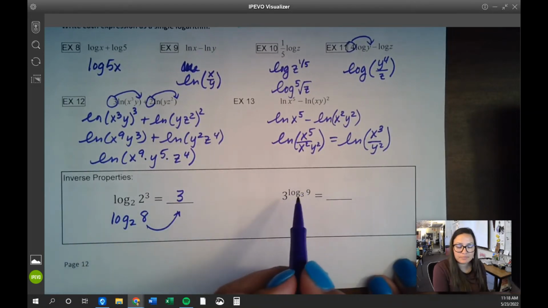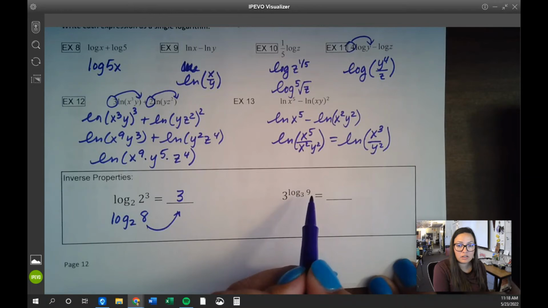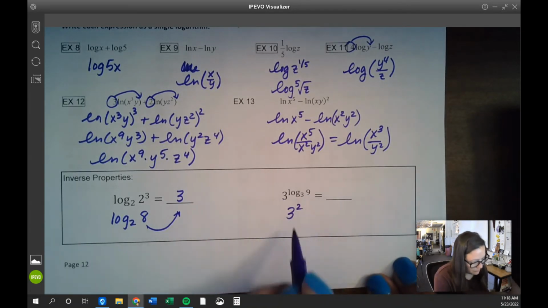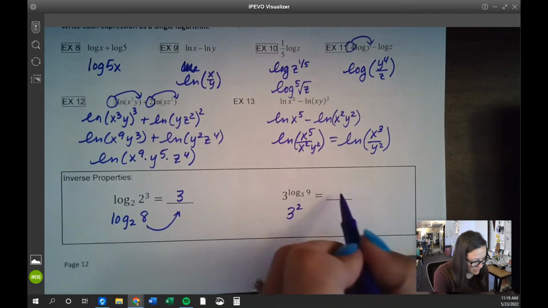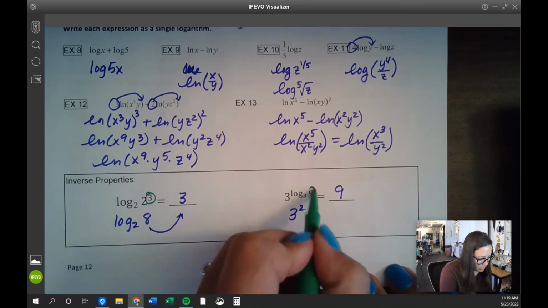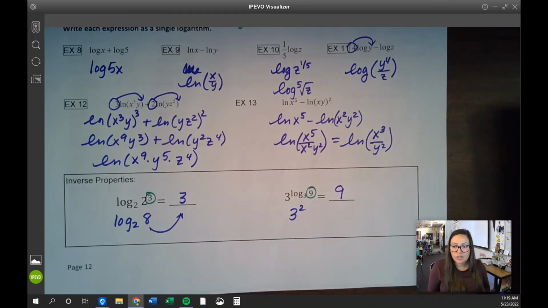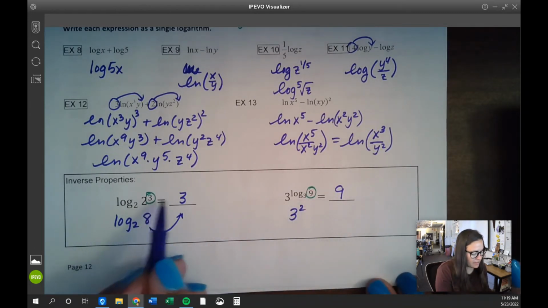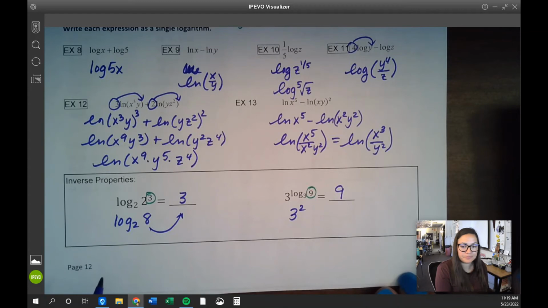Okay, now let's try this one. 3 to the log base 3 of 9. Log base 3 of 9 asks 3 to what power is 9? And the answer is 2. And 3 squared is 9. So what I want you to notice is that in both cases, the answer was the number that we're taking the log of or that's in the exponent. As long as the bases are the same, that number will be the answer.